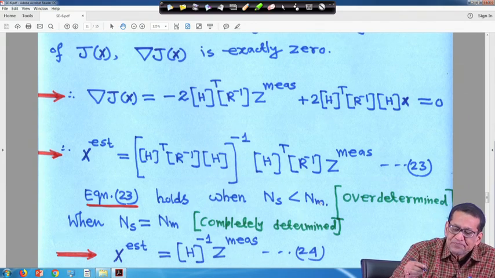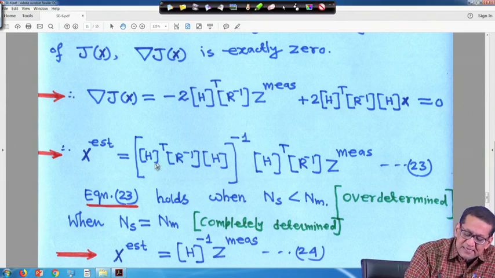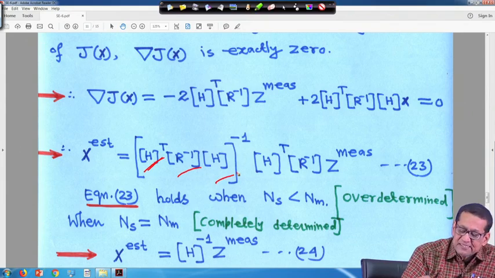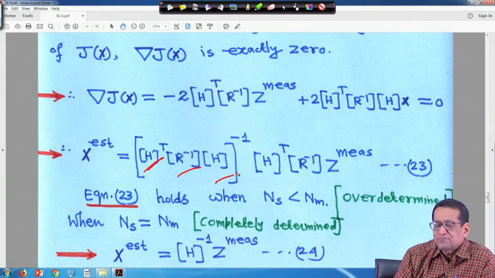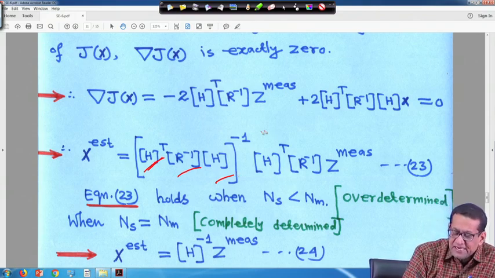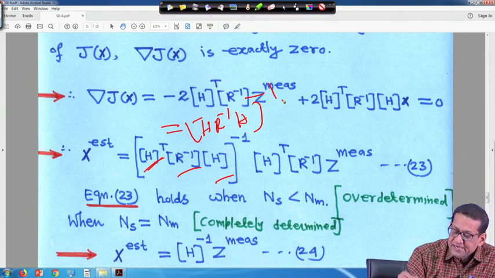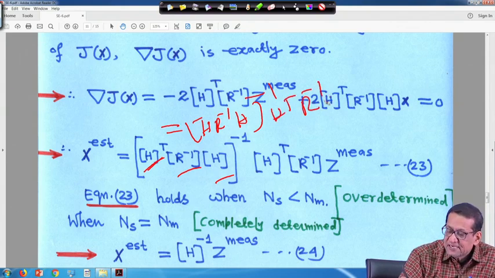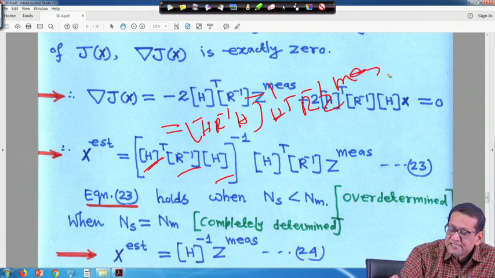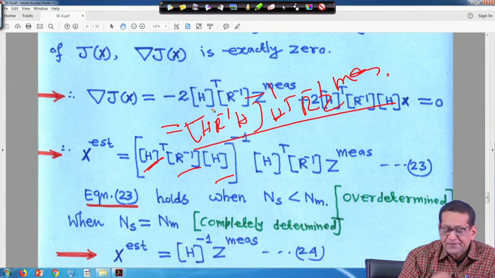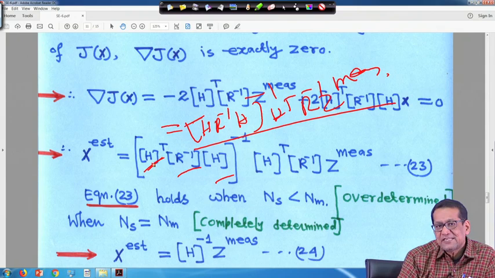So, what happened at that later stage: all this matrix, whatever you have, H, R and this thing, I did not put in brackets. Simply what I will write, for example in this example, x estimated, we simply write H transpose R inverse H, whole inverse, then your H transpose, then R inverse, then Z measured. This way we will write, right. So, again and again we will not put it in brackets.